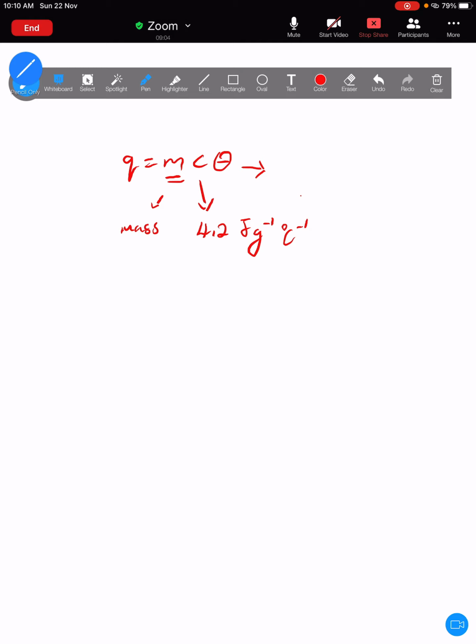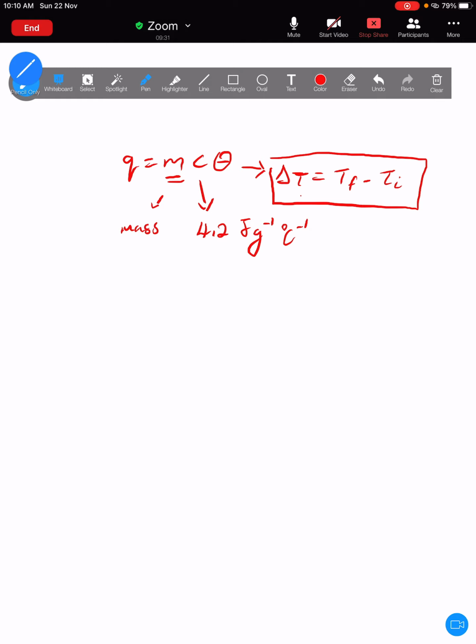Some reference books also put it as delta T, which is referred to as capital letter T, which stands for TF minus TI, the final temperature minus the initial temperature. Of course, guys, I'll do some recall, then we do the exercise.